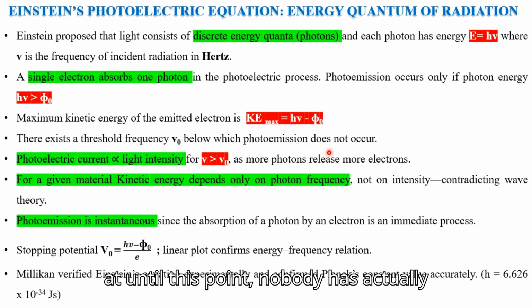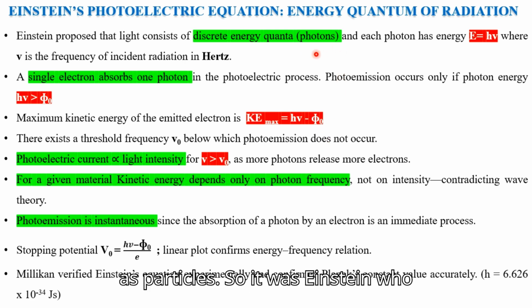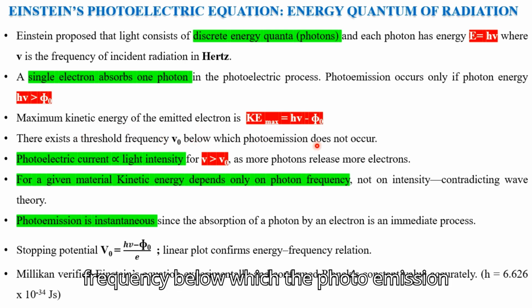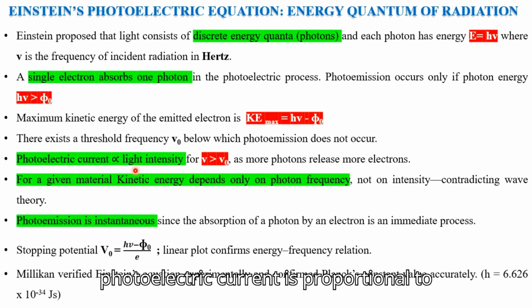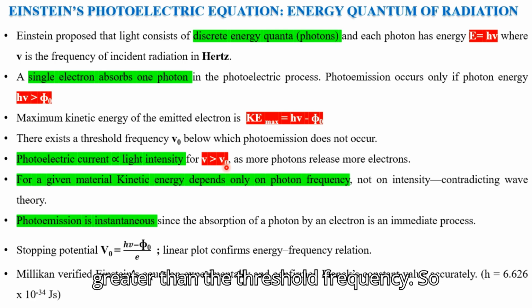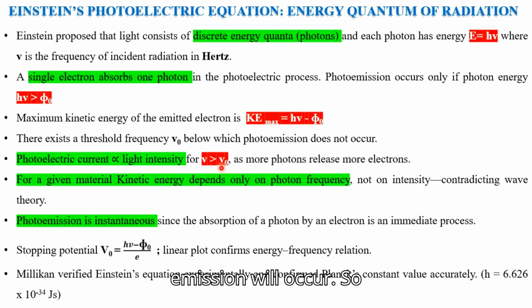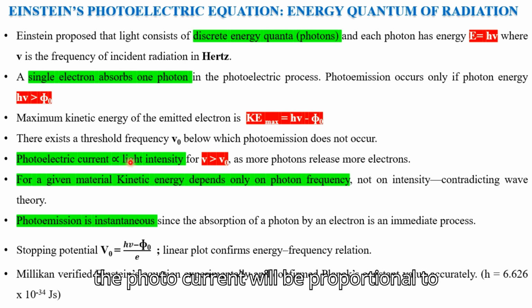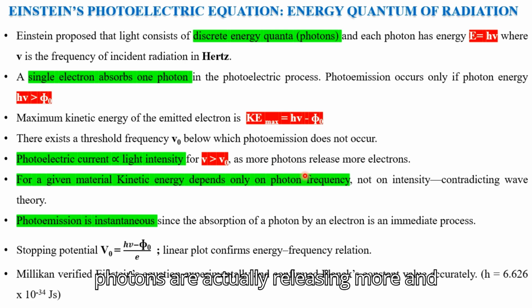So until this point, nobody had actually thought about light as photons, that is, as particles. So it was Einstein who actually explained the threshold frequency below which the photo emission does not occur. And also the photoelectric current is proportional to light intensity for any frequency that is greater than the threshold frequency. So threshold frequency is very, very important, above which only photo emission will occur. So the photocurrent will be proportional to the light intensity. That is, more and more photons are releasing more and more electrons.